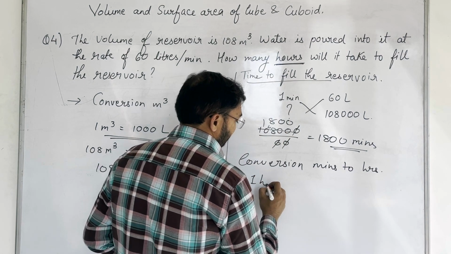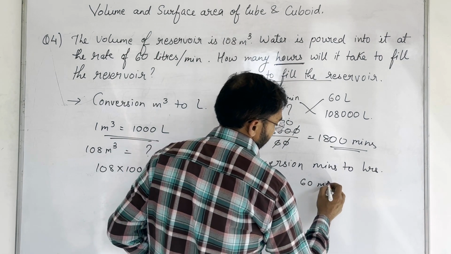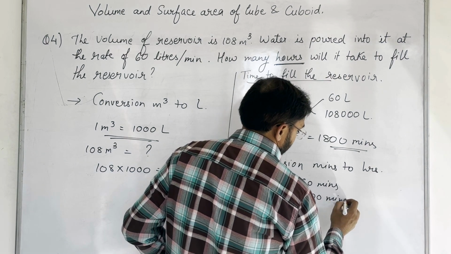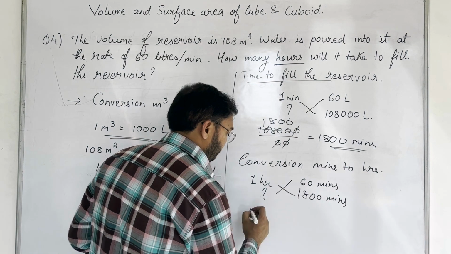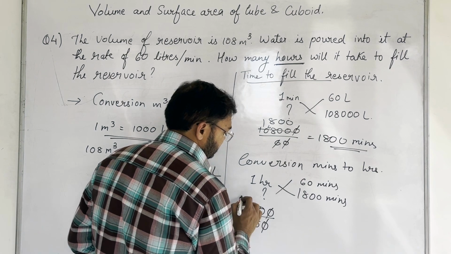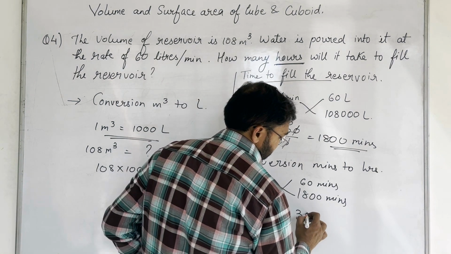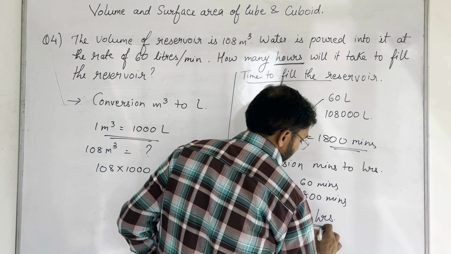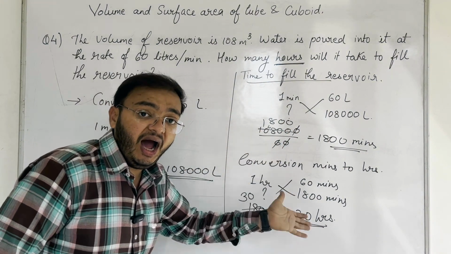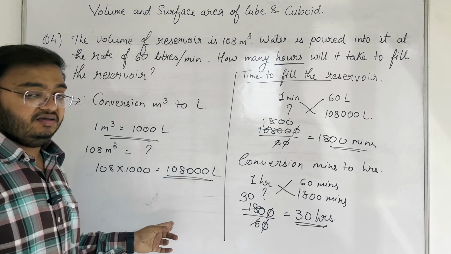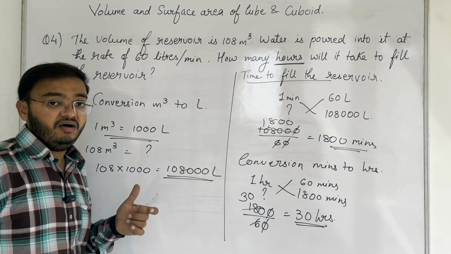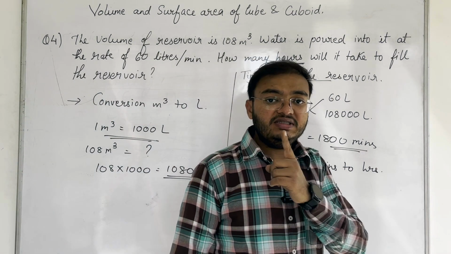We know that in 1 hour there are 60 minutes. So 1,800 minutes equals how many hours? We'll do the cross multiplication. It will be 1,800 minutes divided by 60. 0 cancel. 6 3s are 18. 0 at the back. That means 30 hours. That means the reservoir takes 30 hours to fill 1,08,000 liters of water. I hope this is clear.